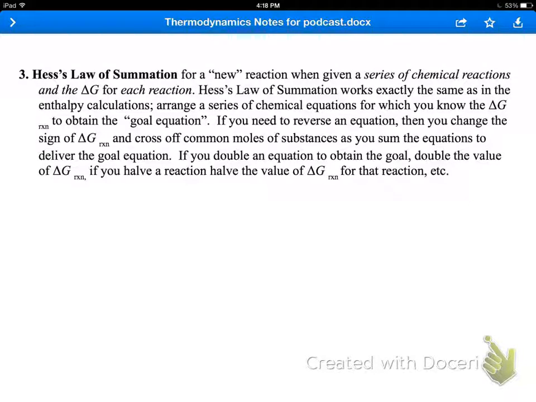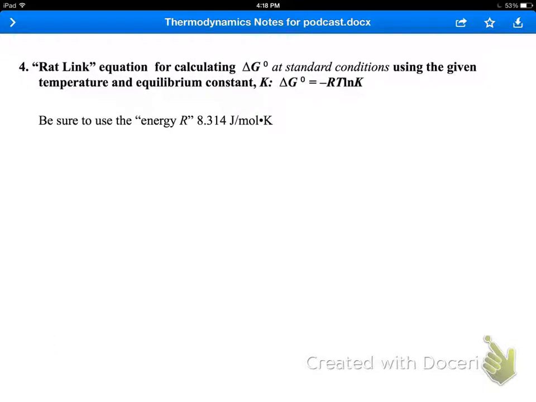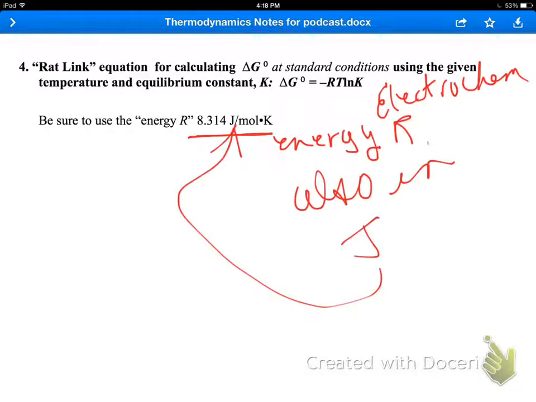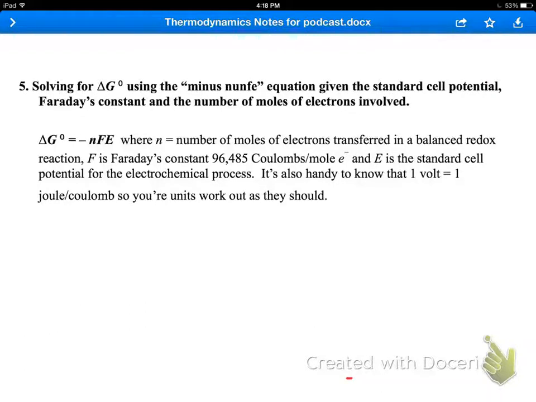A third way we can determine the Gibbs free energy is to look at Hess's law of summation, right? And we'll do one of those, so it'll come right back to you. We can use the good old Nernst equation that we also learned in electrochem, right? And when we do that, we have to be careful of the R that we use, because the R is the energy R, and it is in joules. It has a joules component, so we need to make sure about doing conversions there, okay? Because delta G is kilojoules.